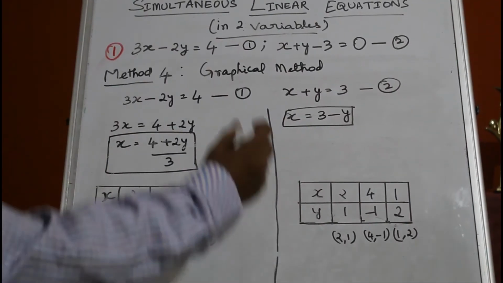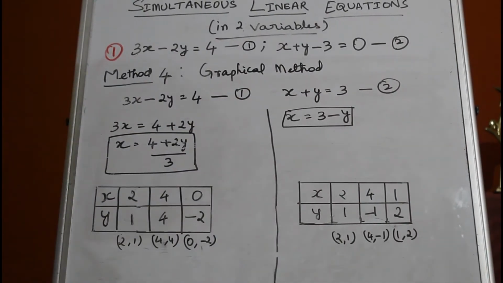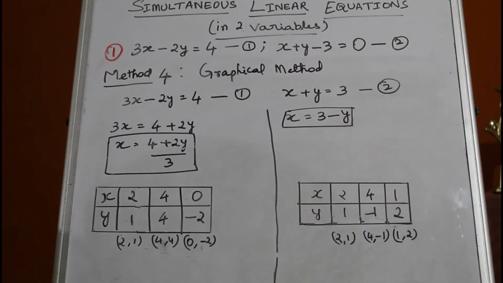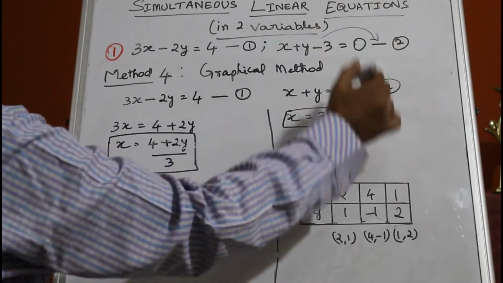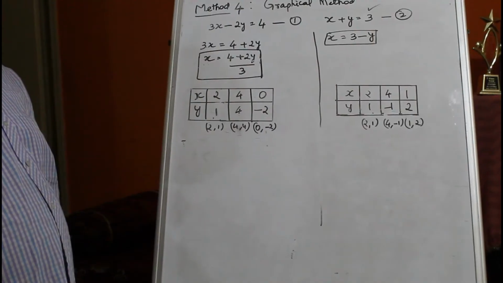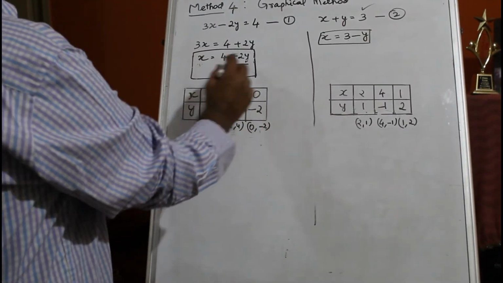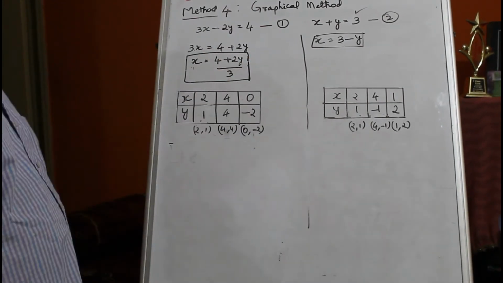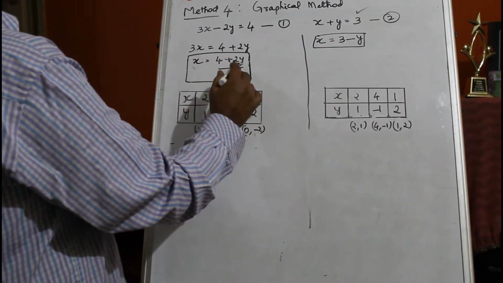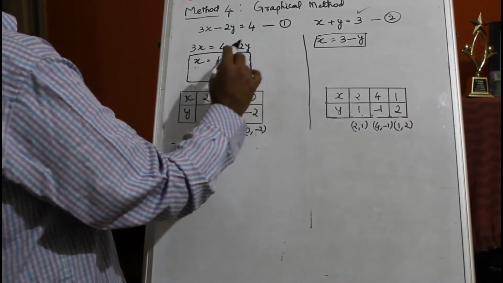Now we'll go to the fourth method called graphical method. The two equations are given. You write this equation in the standard form by taking the minus 3, that's where you get plus 3. Now look here, x is given in terms of y, or if you want you can make it y in terms of x, but here we have written x, which is got when you put values for y.